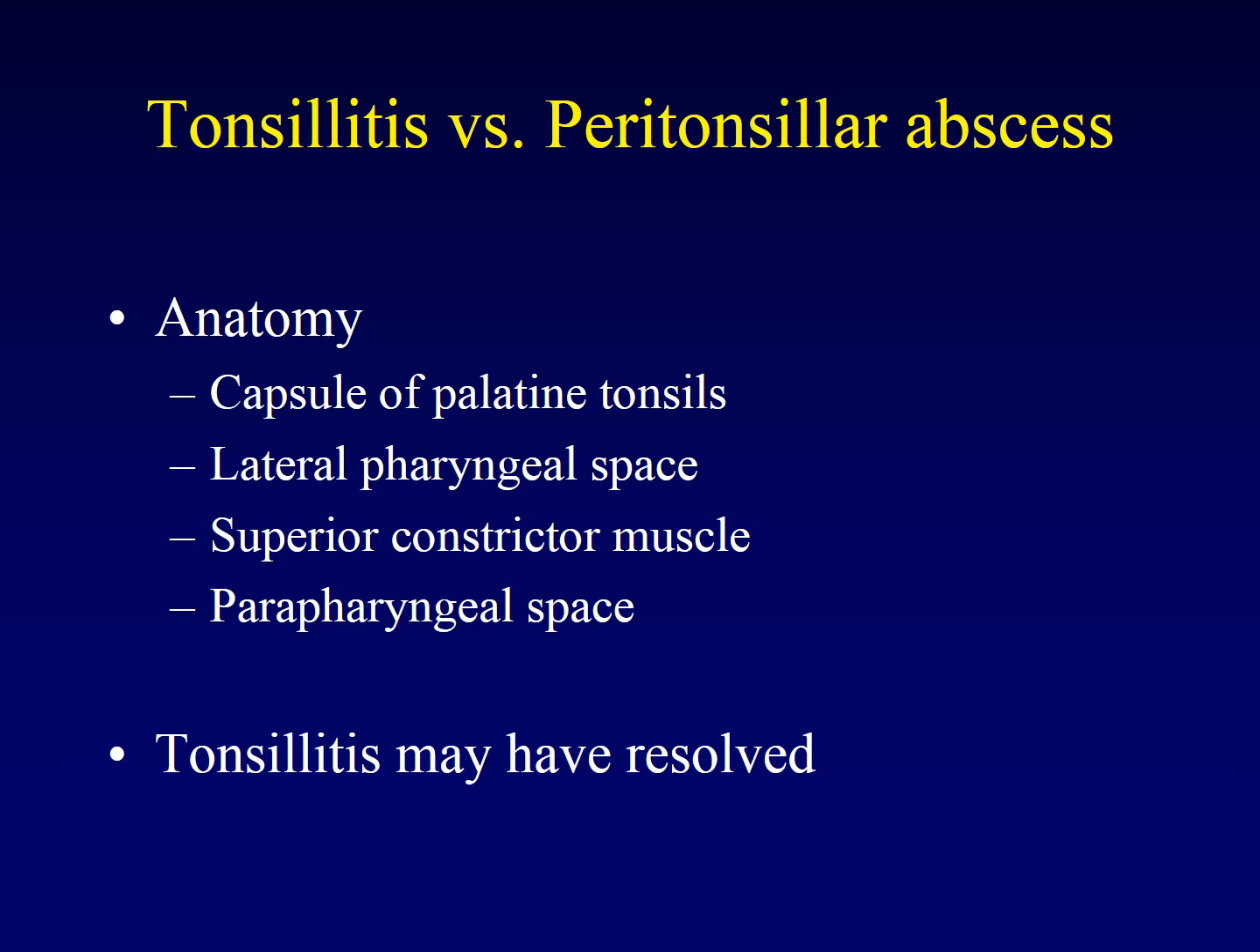Outside of that capsule is the lateral pharyngeal space. This is a potential space and normally contains nothing. It just keeps the capsule of the tonsil from rubbing too hard against the superior pharyngeal constrictor muscle, which is the next thing out laterally. If you get through the superior pharyngeal constrictor muscle, then you're out into the parapharyngeal space, the true parapharyngeal space, that is the parapharyngeal fat.